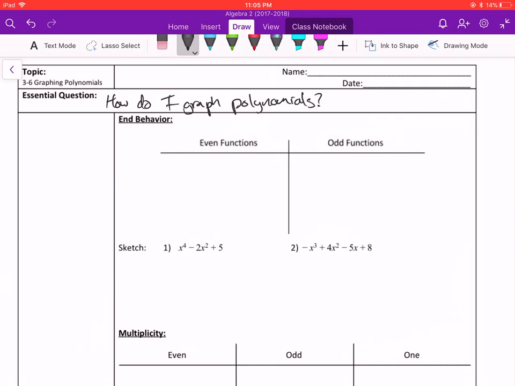All right? So there's two things you need to know about how to sketch or graph polynomials. You've got to know how it ends, both directions, the end behavior, and you've got to know your zeros and if there's any multiplicity. Okay, and I'll explain what that means in a little bit. But let's talk about end behavior first.